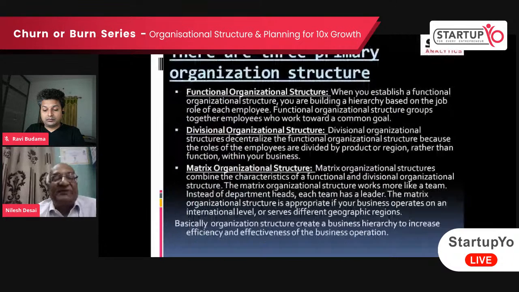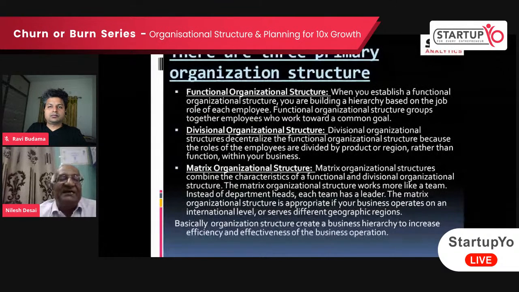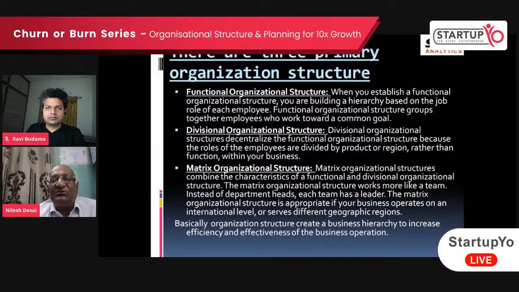There are three primary organization structures defined in literature. The first is the functional organization structure. Here, you build a hierarchy based on the job role of each employee. Functional organization structure groups together employees who work towards a common goal. This is a generally accepted structure in MSME.